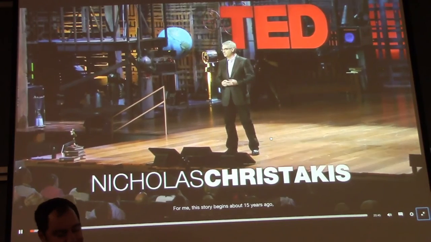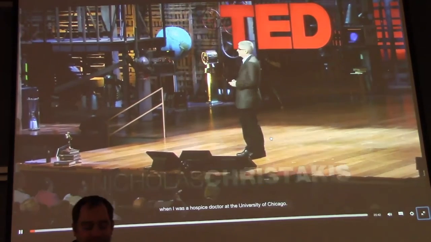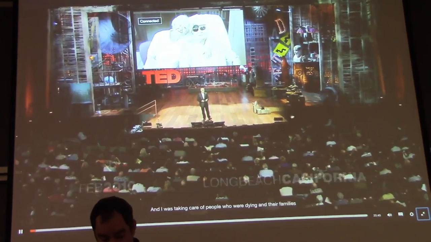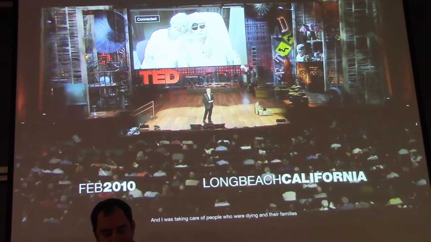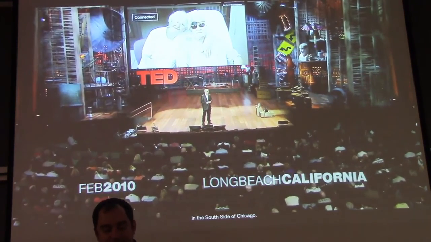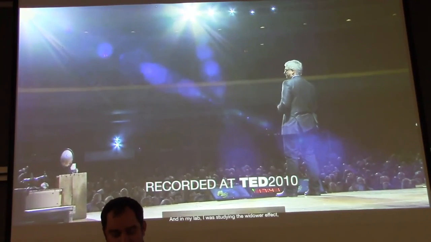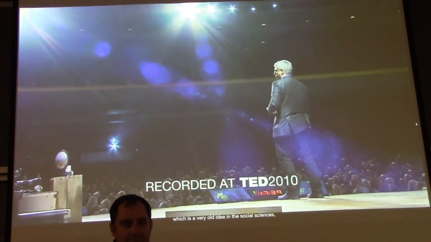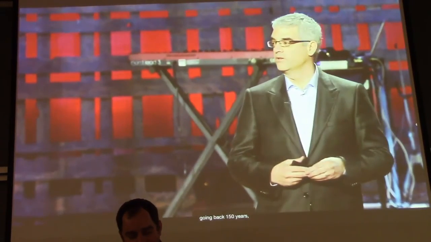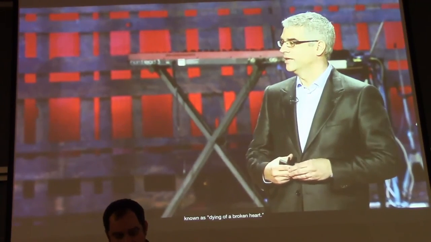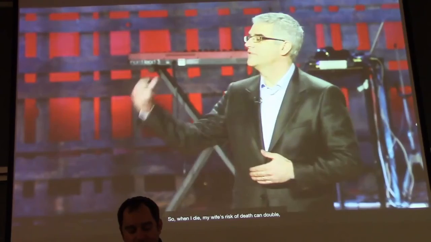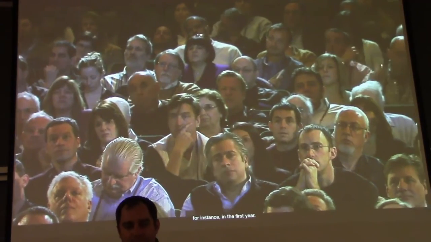This story begins about 15 years ago when I was a hospice doctor at the University of Chicago, and I was taking care of people who were dying and their families in the south side of Chicago. And I was observing what happened to people and their families over the course of their terminal illness. And in my lab, I was studying the widower effect, which is a very old idea in the social sciences, going back 150 years, known as dying of a broken heart. So when I die, my wife's risk of death can double, for instance, in the first year.